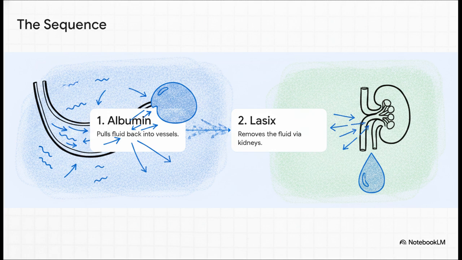Step 2 is Lasix. Now that the fluid is actually inside the vascular compartment, Lasix can go to work. It targets the sodium-potassium-chloride transporter in the thick ascending loop of Henle, blocking it. This drops sodium and water reabsorption, which pumps up the urine output. It takes the trash out.